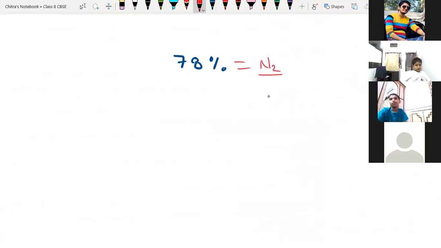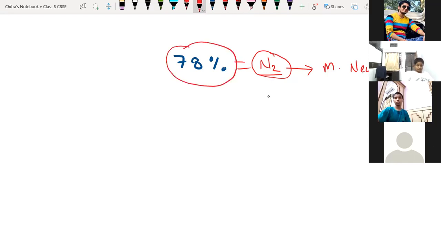But that nitrogen is metabolically neutral. That means that nitrogen is not going to be absorbed either by the plant or animal. Whatever air we breathe during inhalation contains 78% nitrogen, but that is not going to be absorbed in our respiratory system because it is metabolically neutral. That's why it is not absorbed directly.